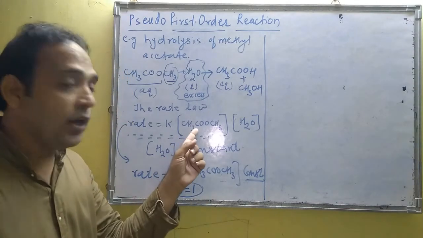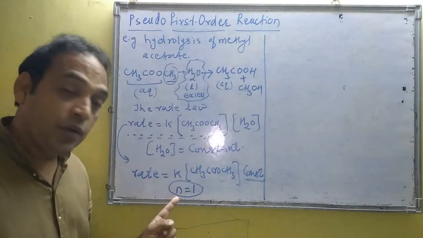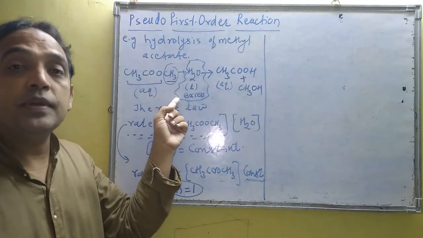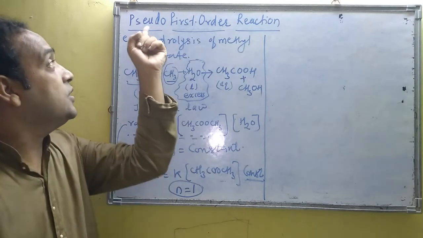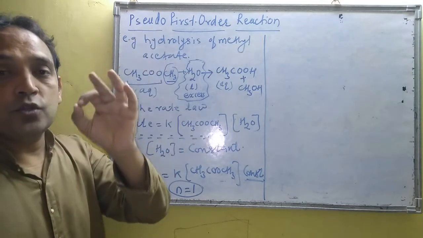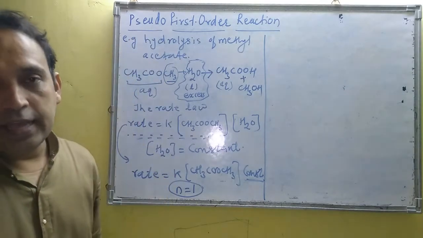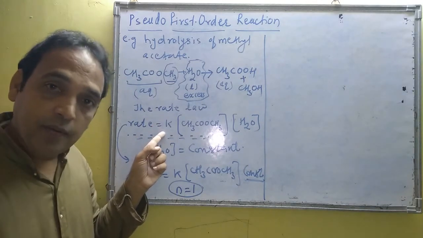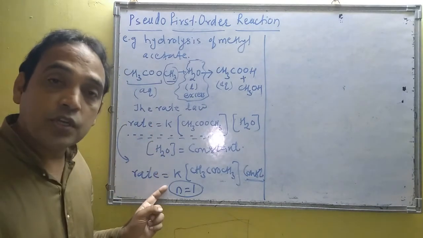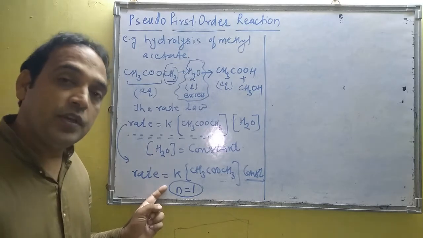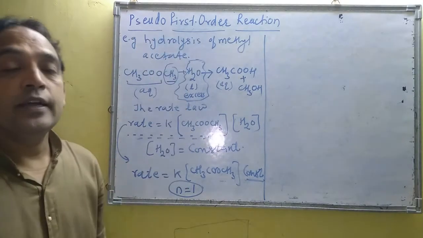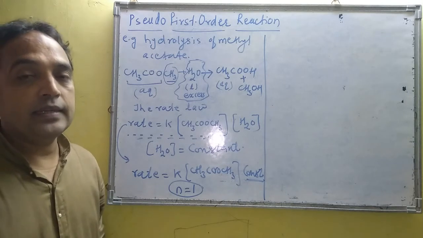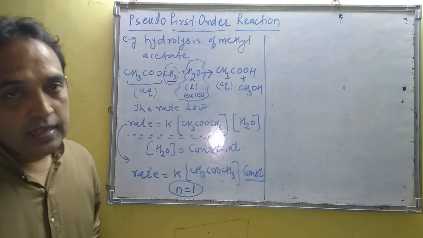So the higher order converts into first order because the water solvent is present in excess, and such reactions are called pseudo first order reactions. A reaction expected to be second order but following first order kinetics is called a pseudo first order reaction, and the best example is hydrolysis of methyl acetate.